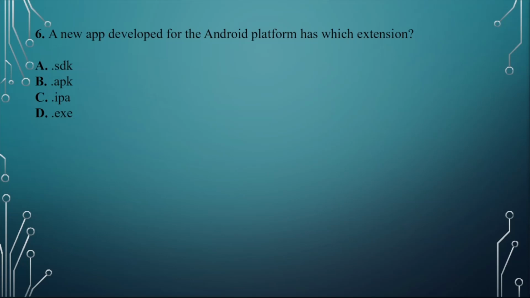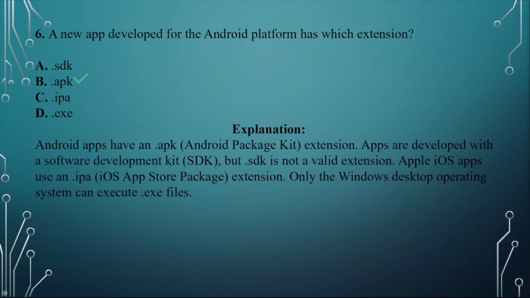Question number 6. A new app developed for the Android platform has which extension? A. SDK, B. APK, C. IPA, D. EXE. So what extension refers to the Android platform? That would be B. APK.